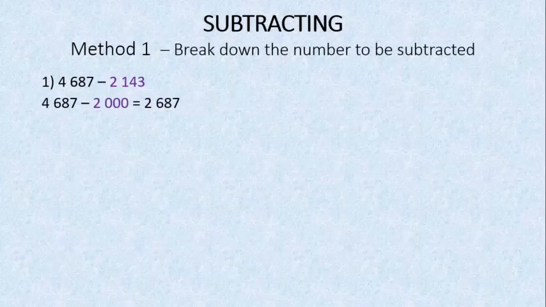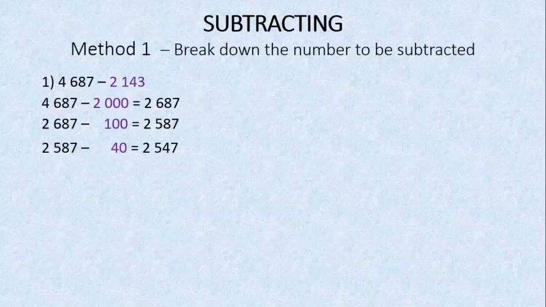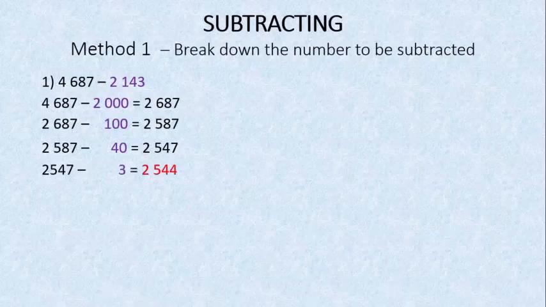4,687 minus 2,000 equals 2,687. Take that answer, minus 100 equals 2,587. Take that answer, minus 40 equals 2,547. Take that answer and minus 3 equals our final answer of 2,544.